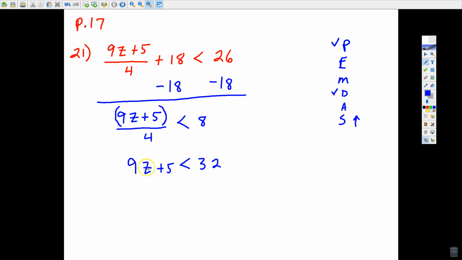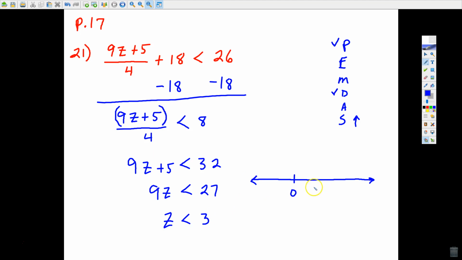Now I'm down to two operations, addition and multiplication, and I'm going in reverse order. I undo addition first, and then I can divide by 9 or multiply by 1/9 to get to my solution, which is really a range of numbers, all the numbers that are less than 3. And since it doesn't say "or equal to," then 3 is not included.